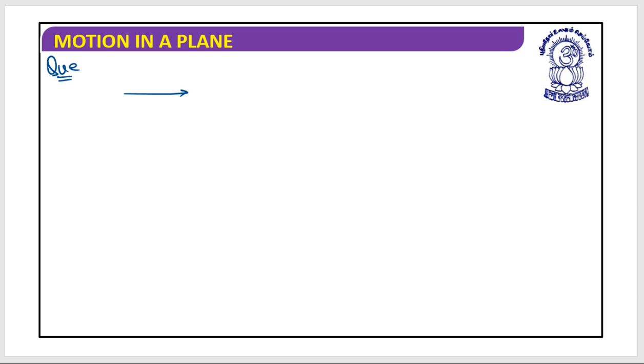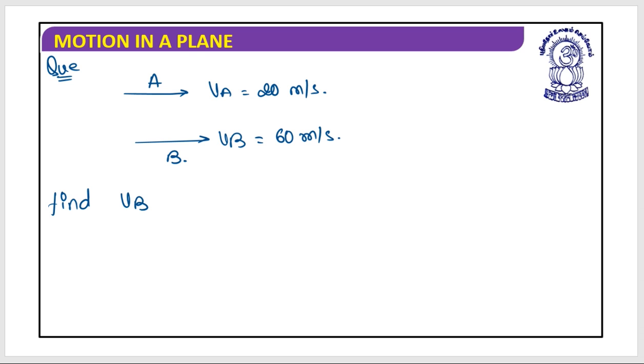Suppose this is the velocity of car A. This is the direction of velocity of car B. This VA is equal to 20 meter per second. This VB is equal to 60 meter per second. We have been asked to find VBA, the relative velocity of B with respect to A.